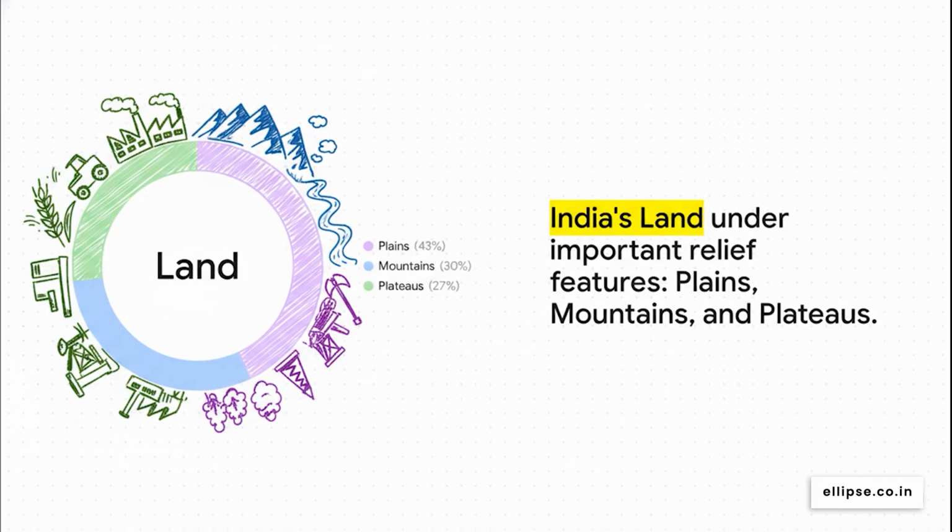This chart gives us a nice, simple picture of India's land. See that big slice? About 43% of our land is plains, perfect for farming and building cities. Then we have mountains, making up about 30%. They're so important because that's where our rivers start. And that last chunk, 27%, is the plateau region. Think of it as India's treasure chest. It's packed with minerals, fossil fuels, and forests.